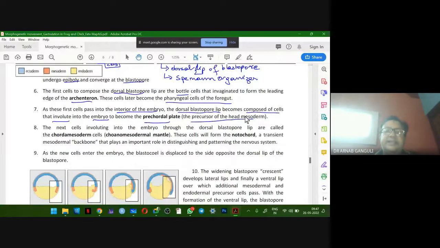The next cells involuting into the embryo through the dorsal lip are called the chordamesoderm cells. So first, the precordal cells, they go inside. Then the next set of cells which will come inside, involute, are the chordamesoderm cells. These cells will form the notochord. So পেটের ওপরে notochord will form.